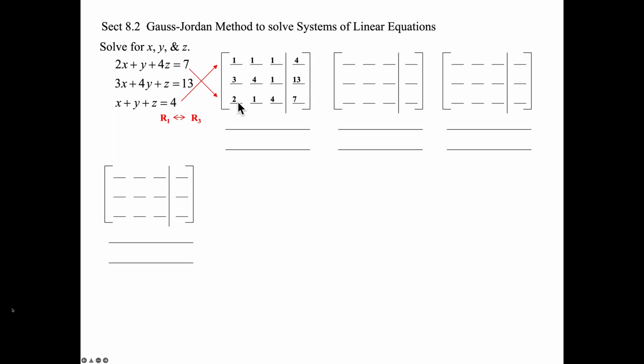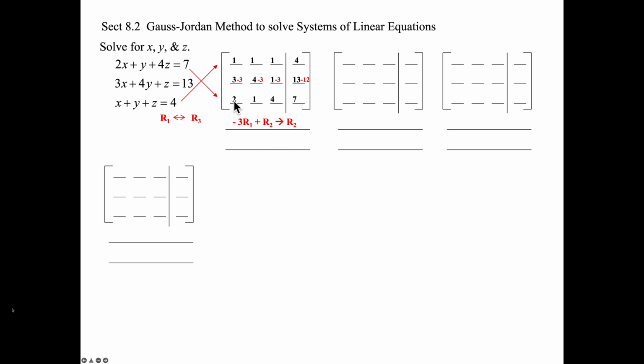Make these into zeros. You have to add the opposites to these. So the opposite of positive 3 is negative 3. Negative 3 gets multiplied to the 1 in row 1, added back to the 3 in row 2, and that's your new row 2. So there's my row rule. So negative 3 times 1, 1, 1, and 4 are going to be all moved to the second row. Negative 3, negative 3, negative 3, negative 12.